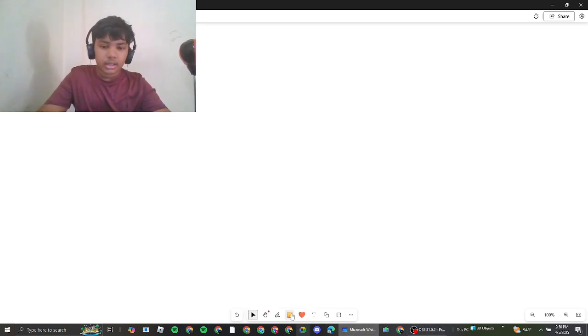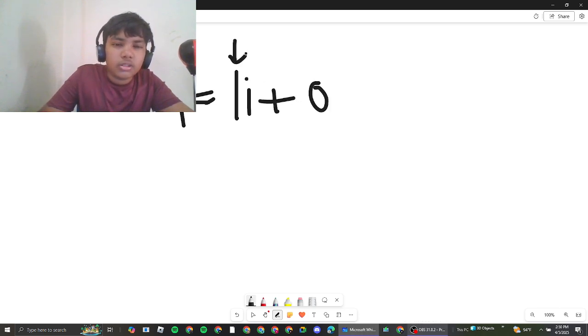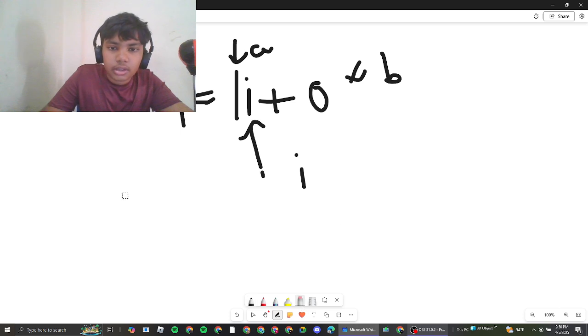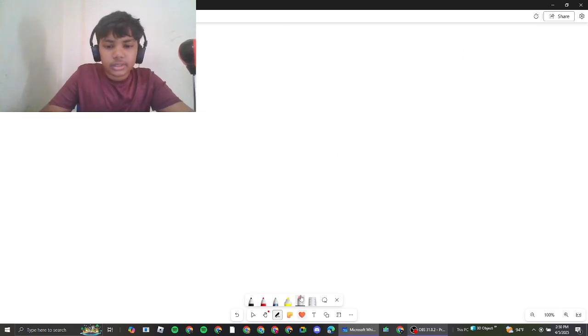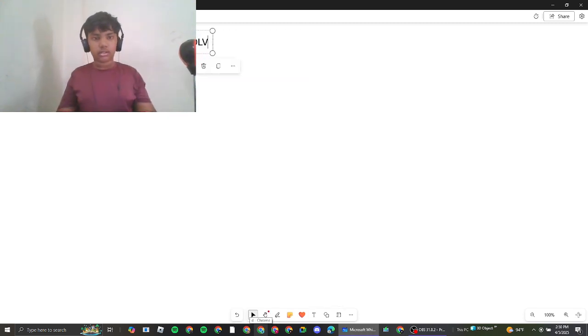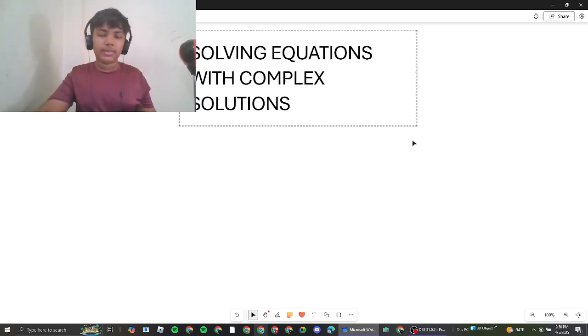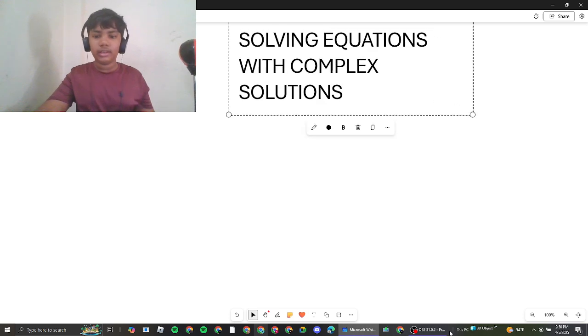Like for example, i, we can write this as 1i plus 0. So this is a, this is b, these are the real numbers in the form a plus bi, and this is imaginary. Okay, now the next topic we're going to go through is solving equations with complex solutions, or you can say imaginary solutions. It gives the same meaning.